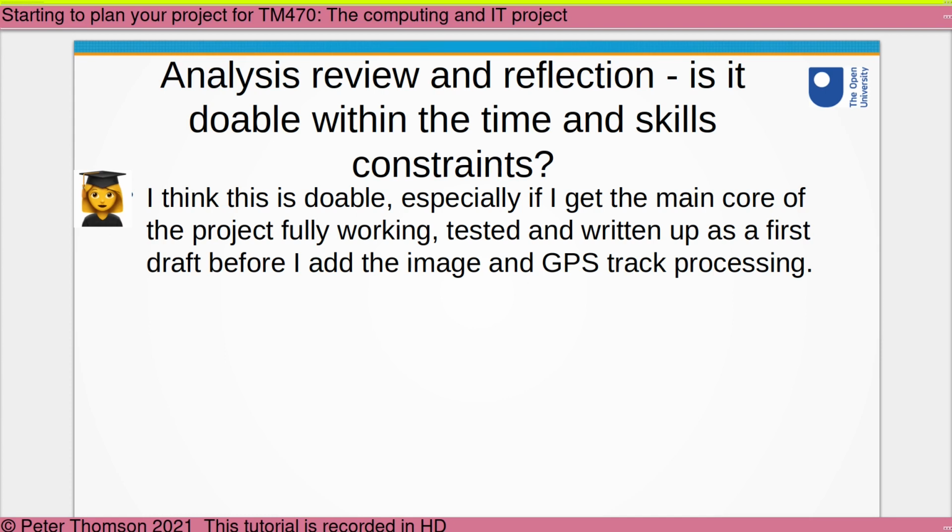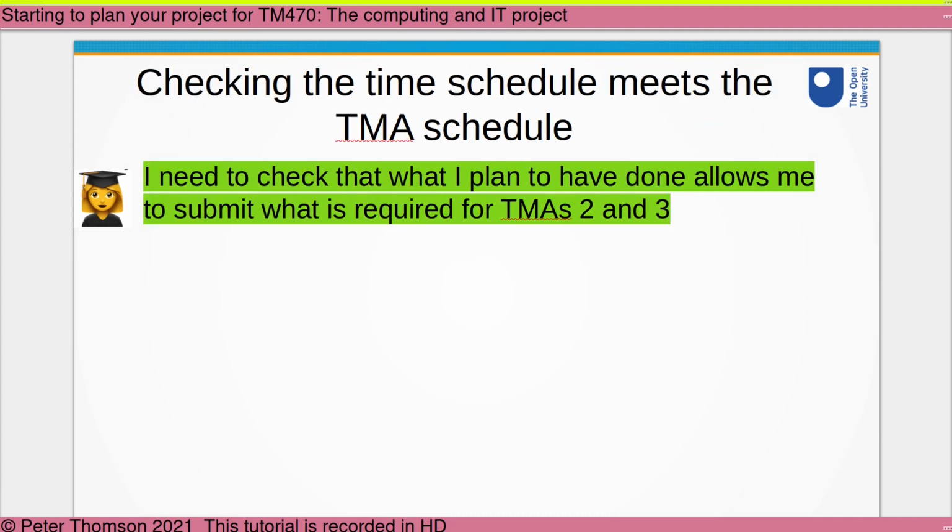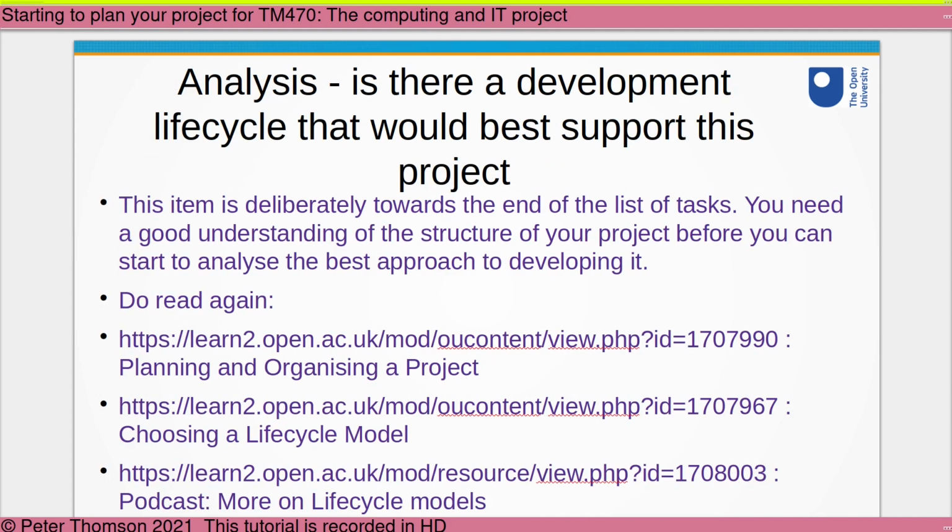Student: I think this is doable, especially if I get the main core of the project fully working, tested and written up as a first draft before I add the image and GPS track processing. Checking the time schedule meets the TMA schedule. I need to check that what I plan to have done allows me to submit what is required for TMAs 2 and 3.